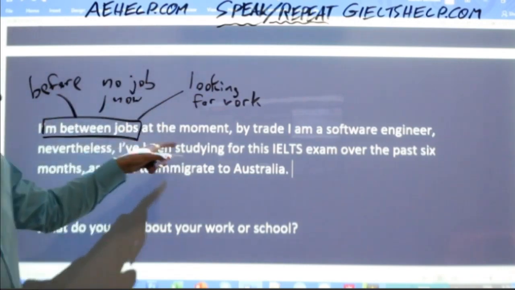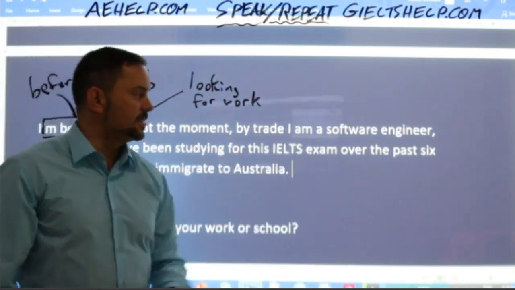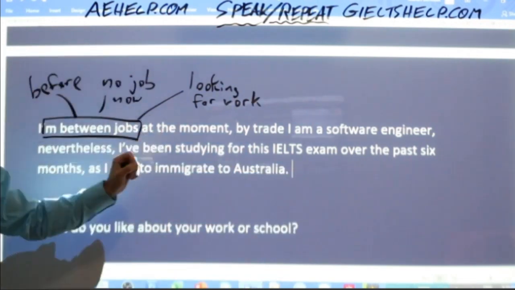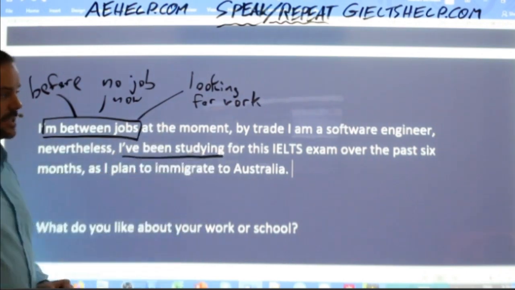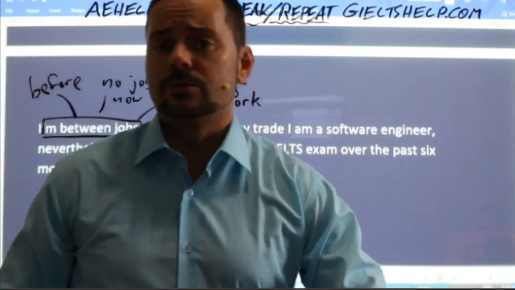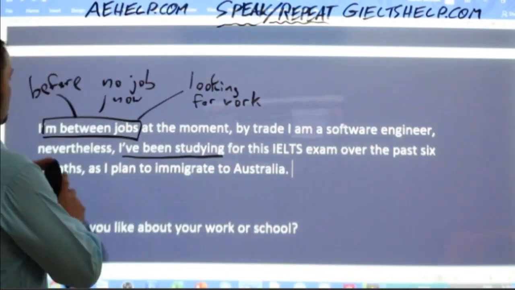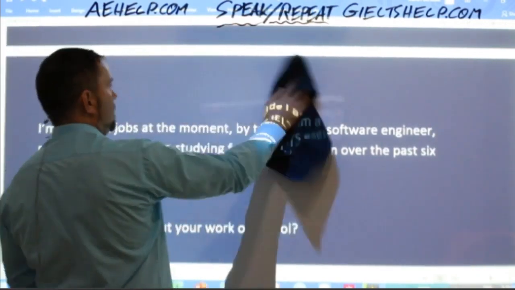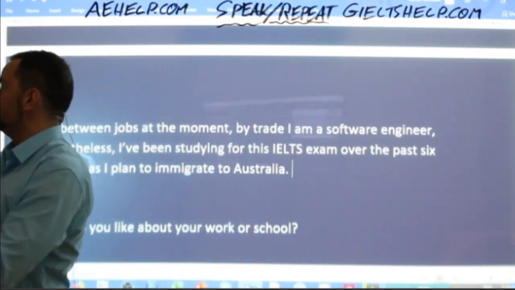So I'm between jobs at the moment. By trade, I'm a software engineer. Nevertheless, I've been studying for this IELTS exam over the past 6 months as I plan to immigrate to Australia. So lots of connection, nice range of grammar, using present perfect progressive, okay, and giving a lot of clarity to the examiner. That's how you score those high band scores. So well done with that. Good job, okay. Juan Pablo, yeah, you've really improved over these past months in your natural English language use. So good to see that. Okay. All right.